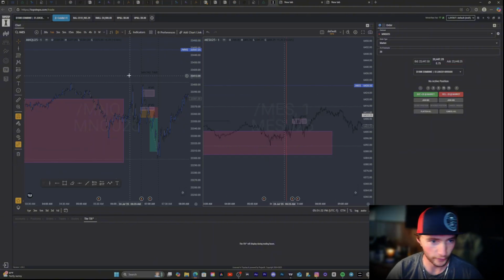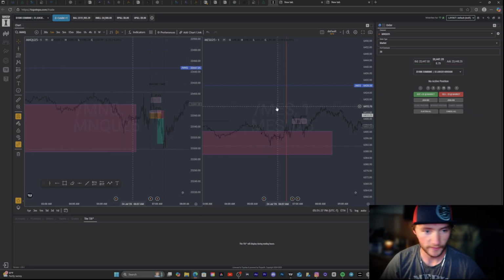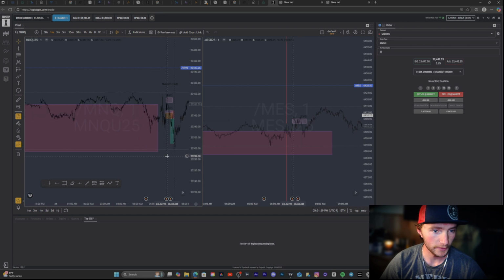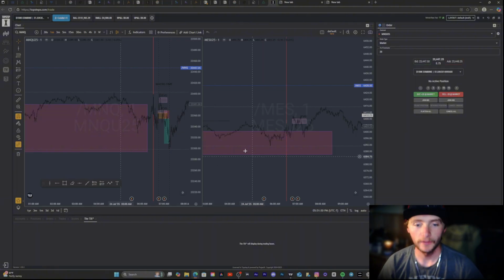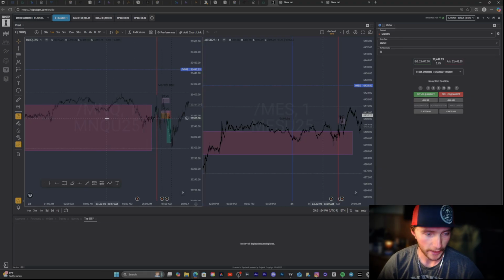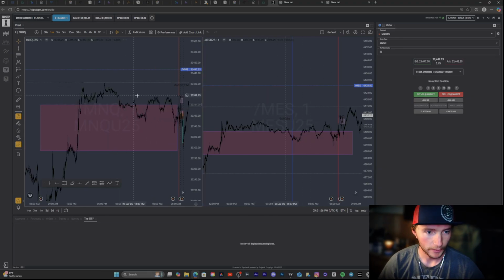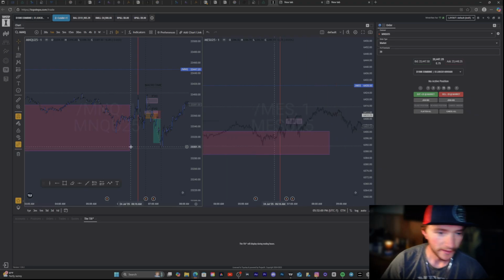Now we had ES because this was a very important component to this. We had SMT divergence. So as you can see here, let me go ahead and mark out New York session real quick. So right there. Okay, cool. So this red line right here, that's New York. As you can see, we clearly swept the highs on ES. However, we did not on NQ. So that was the SMT divergence, a bearish one.